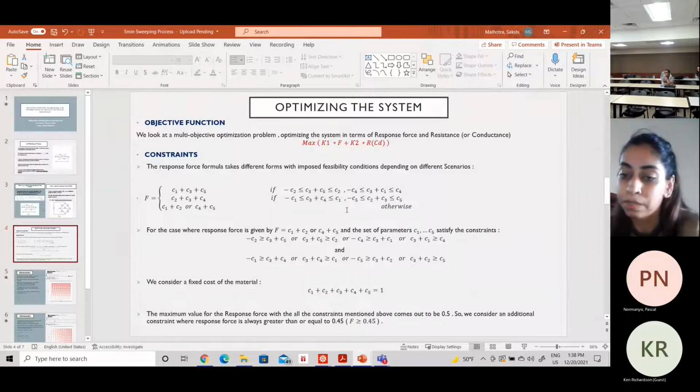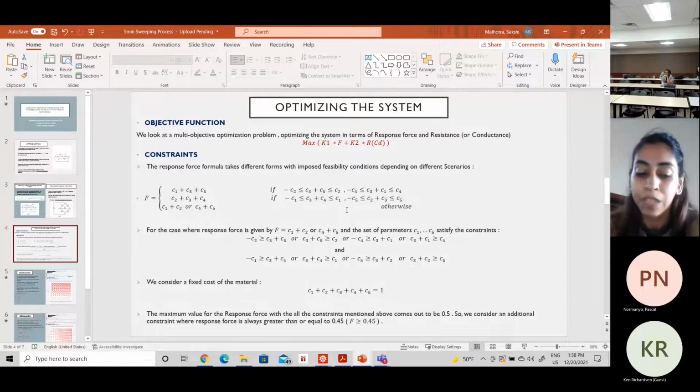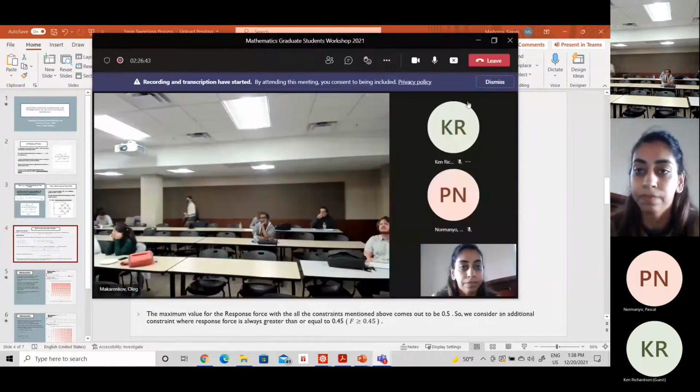Now, there's also a positive correlation of the cost of the material with the elasticity bound. There are a few papers that show the cost is directly related to the elasticity bounds. So we do consider a fixed cost of the material. We add another constraint that says the cost of the total material is subject to be 1, so that we fix it in terms of finding an optimal material.